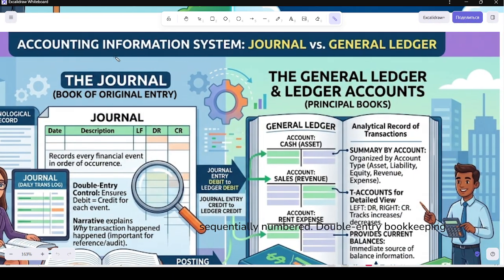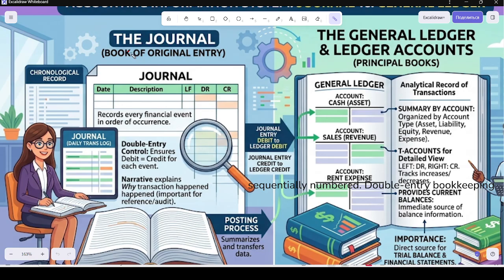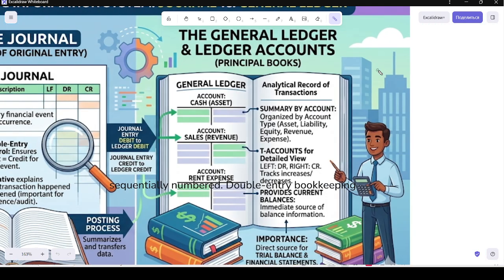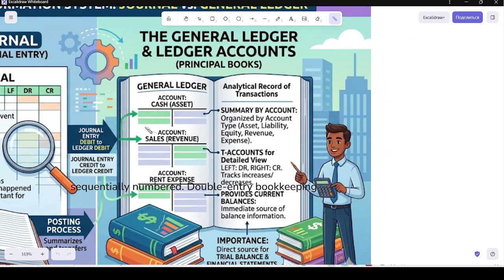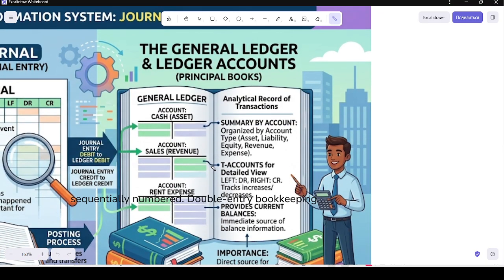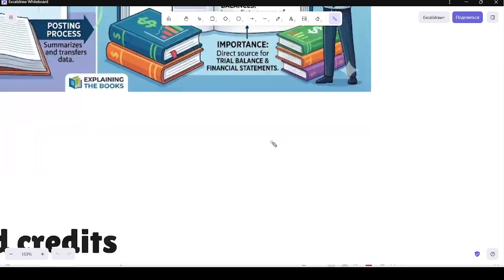And also in accounting, we have the journal and general ledger. What is the journal? The journal is the book of original entry, in chronological order, daily transaction logs, where errors are also corrected, right? It gives the reason why transactions happened, for every transaction. The general ledger is the accounting set, where all of the accounting information is summarized. And ledger accounts are part of the general ledger.